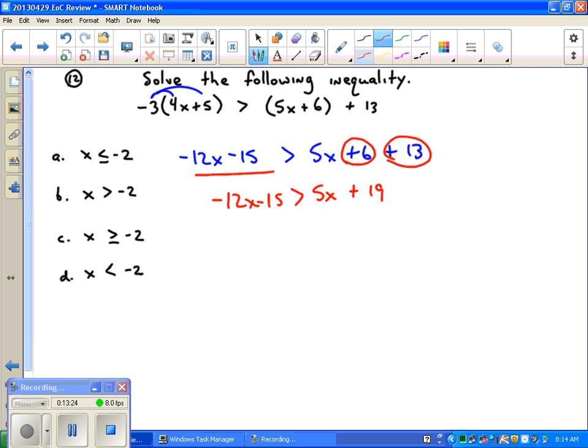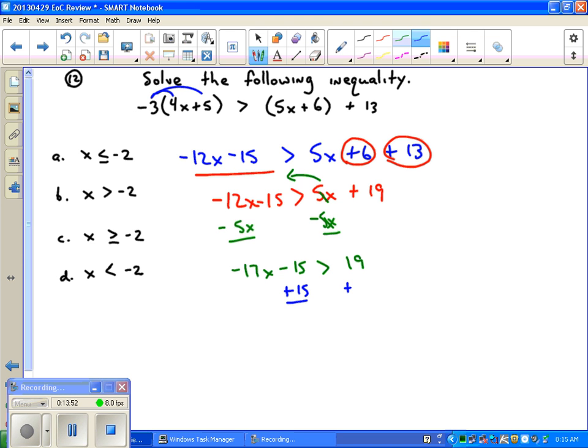Now you want to bring your variable terms to the left side. It makes it a whole lot easier when you're dealing with inequalities. So move your 5x to the other side. It's positive 5x, so subtract it. If you subtract it on the right, subtract it on the left. That gives you negative 17x, still minus 15 is greater than 19. Move everything else to the other side, so get rid of minus 15 by adding it.